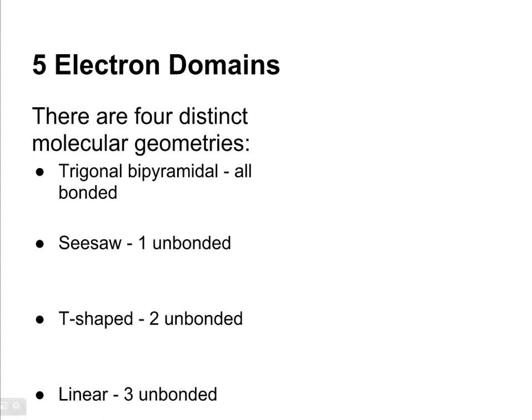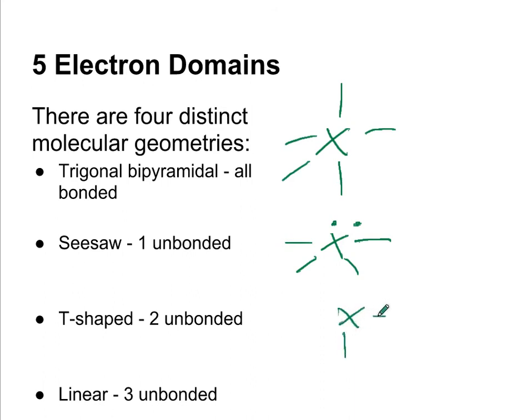For a molecule with 5 electron domains, there are 4 distinct molecular geometries. It's trigonal bipyramidal if all of the domains are bonded. So we've got these 3 in a plane and one on top, one on bottom. Those are called the polar bonds. If we have one unbonded pair, it's called a seesaw shape. It sounds unscientific, but it could be a molecule rocking back and forth like a seesaw. If there are 2 unbonded pairs, it's T-shaped because it looks like a T.